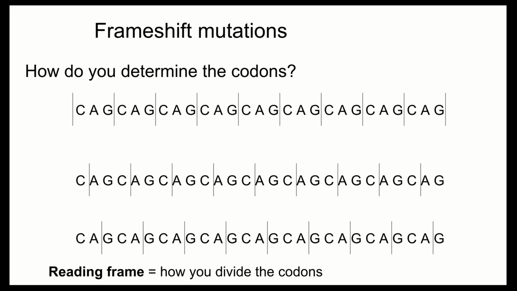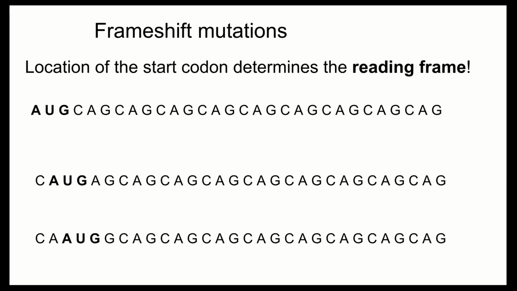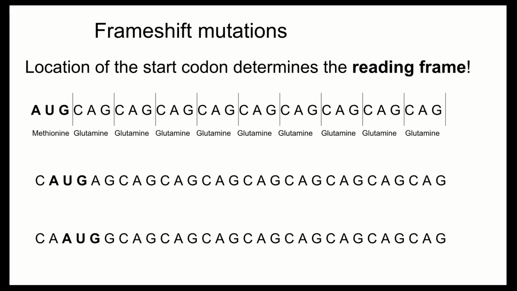And what determines the reading frame? The location of the start codon. You know that the first step of translation is to find the start codon, the first AUG that you see. Then after you've found the start codon, you divide up the remaining letters into three-base chunks, use your codon chart, and translate it, and we would get something like this.